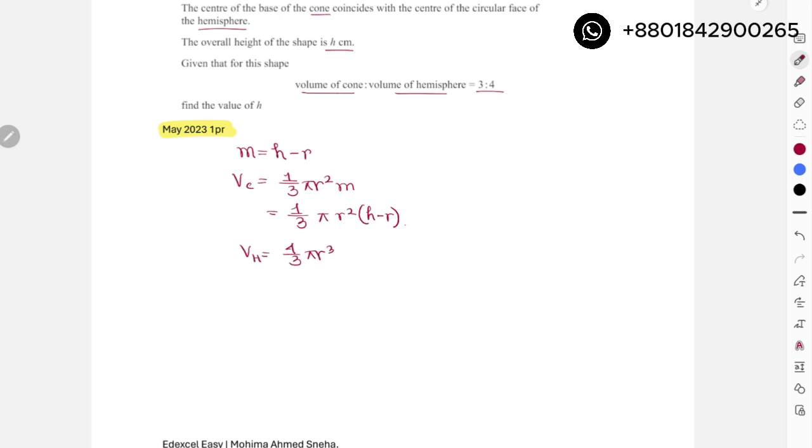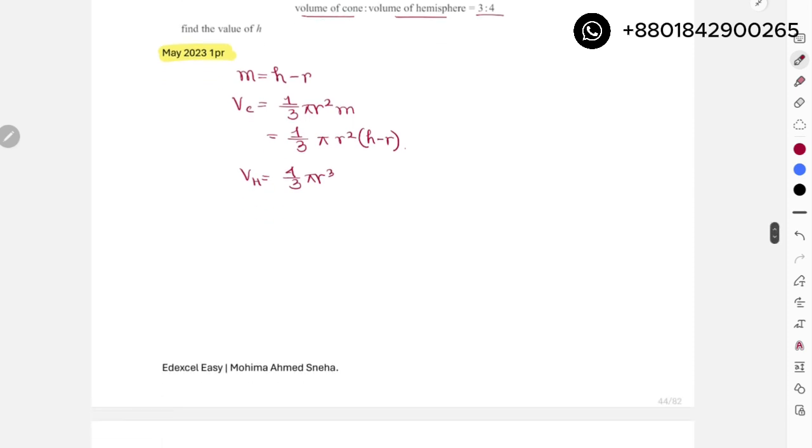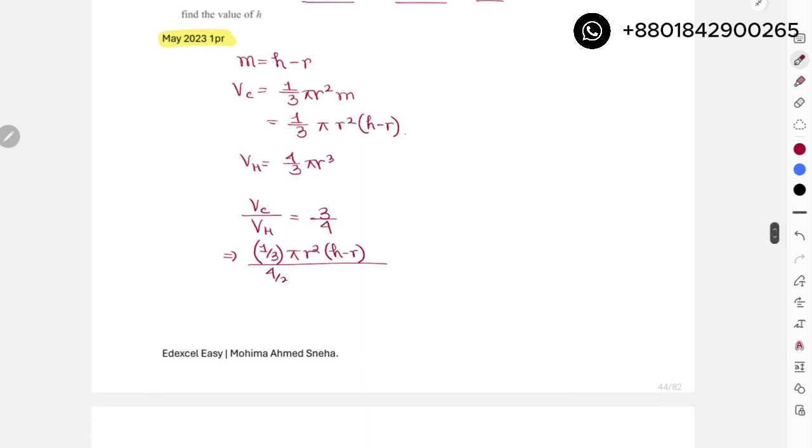I know that their ratio was supposed to give me 3:4. So in that reference, now if I start writing, what do we have? Volume of cone over volume of hemisphere, that was equal to 3 by 4, right? And volume of cone is how much? 1 over 3 with pi r square h minus r, and this over the volume of the hemisphere, and that is equal to 3 over 4, right?